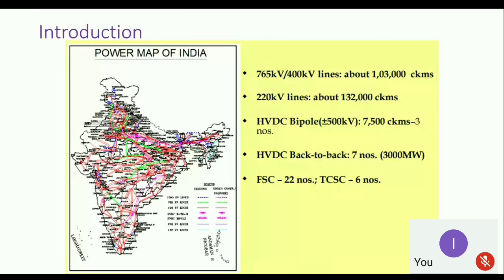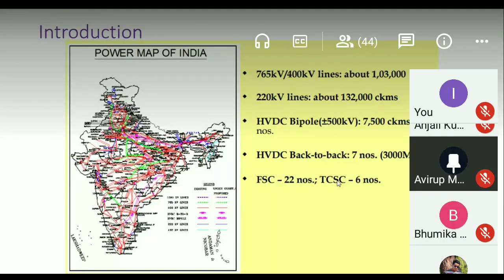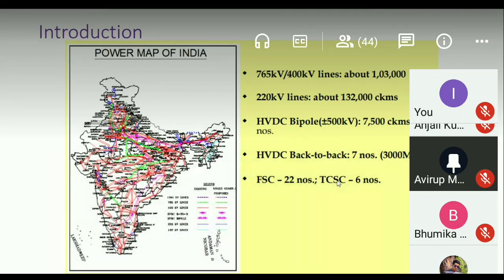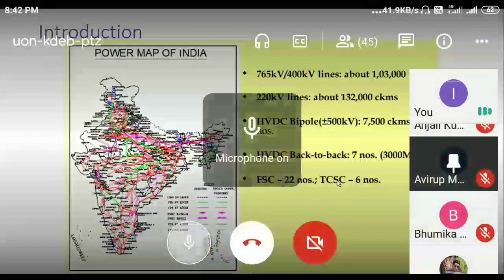What is TCSC? Not related to our course. It's related to an allied course, not that separate. What is this TCSC? Anybody knows about it? TCSC? No, sir. This is known as thyristor controlled series capacitor.